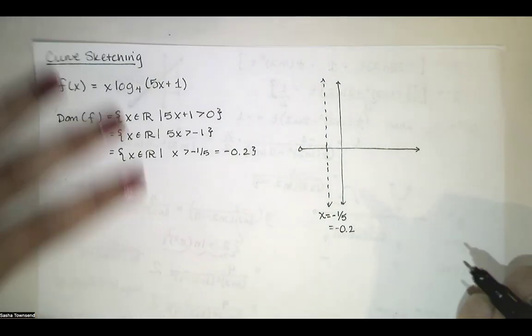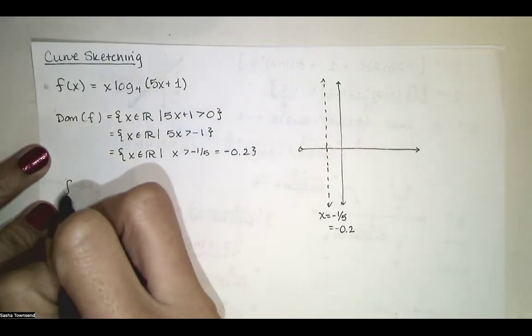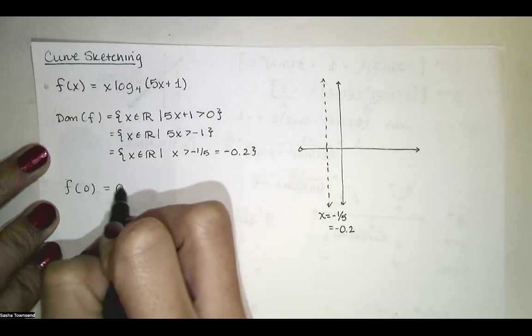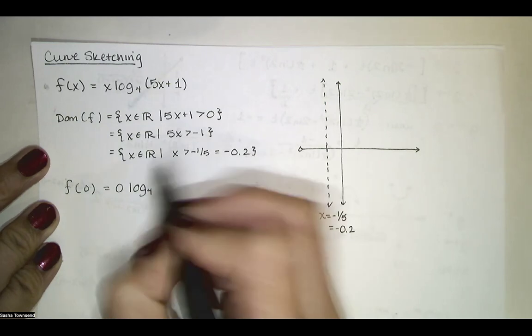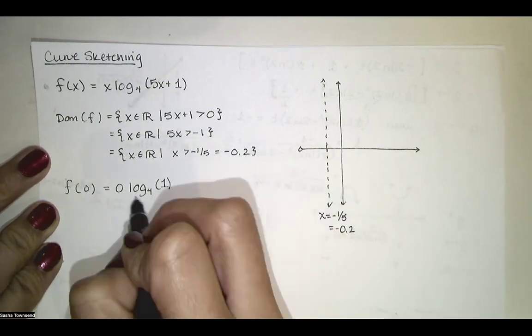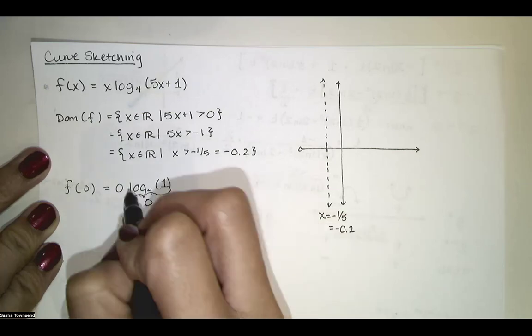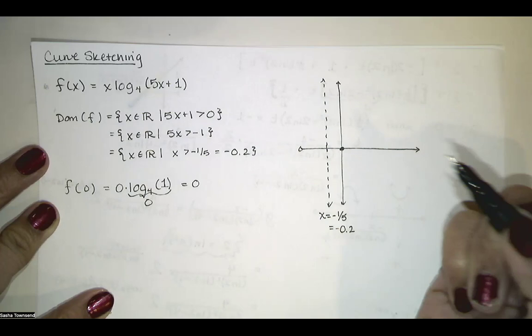So this is not to scale. And we see that when x equals 0, we have 0 times log base 4 of 5 times 0 plus 1, which is 1. And you say, well, 4 to what power is 1? 4 to the 0th power. So this is just 0 times 0, which is 0. So our function is 0 here.